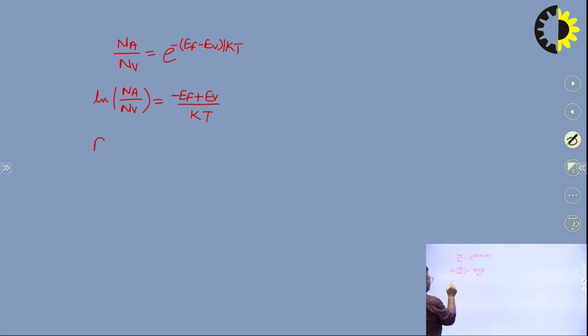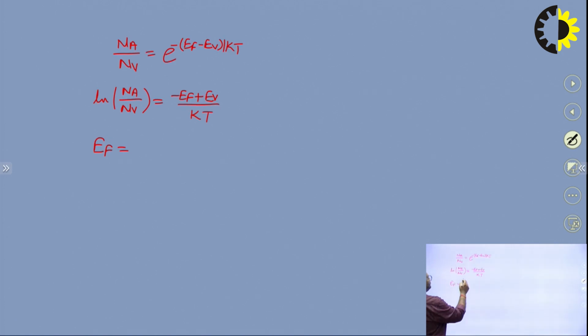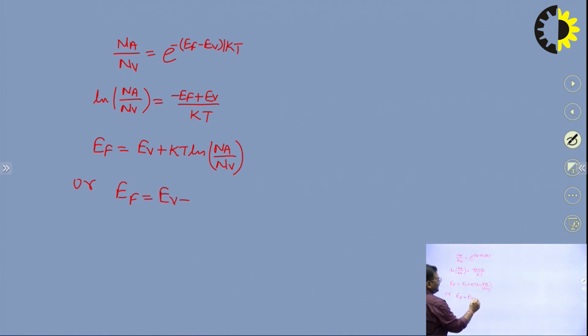So Ef will be equal to Ev plus Kt ln(Na upon Nv). Or it can also be written as Ef is equal to Ev minus Kt ln... oh, no need to write this. Okay, so only this will be the final value.